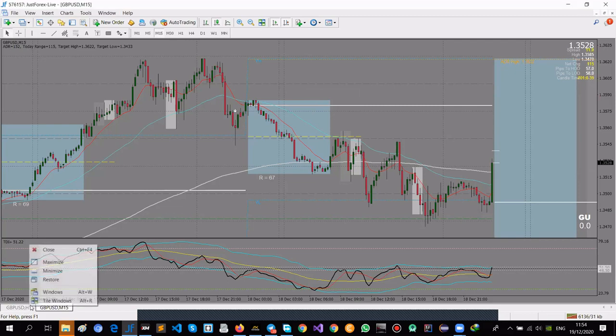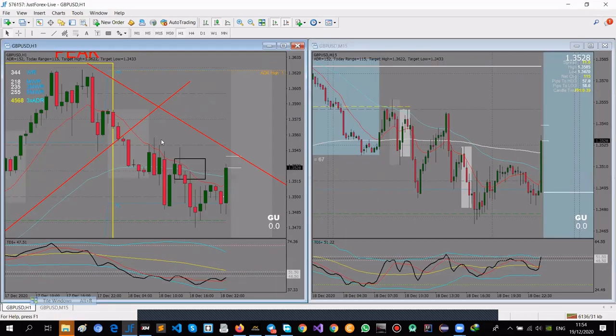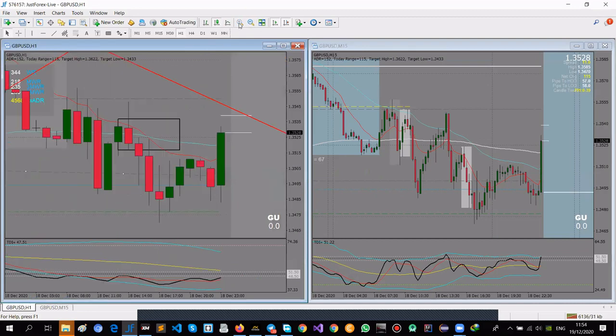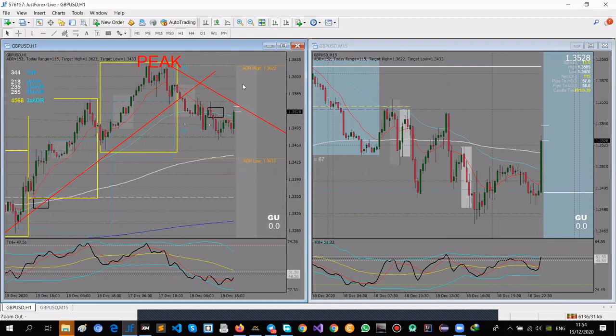the sell trade. So we should be having our charts aligned like this.